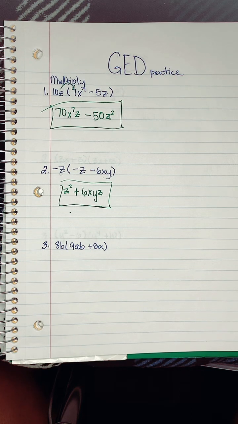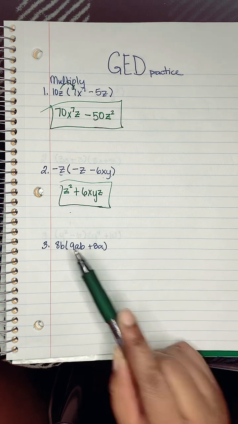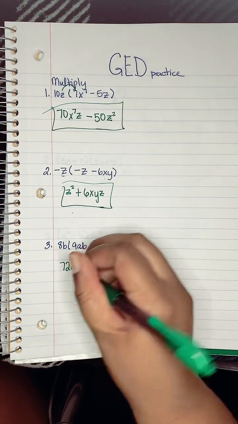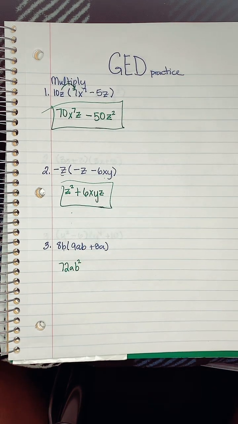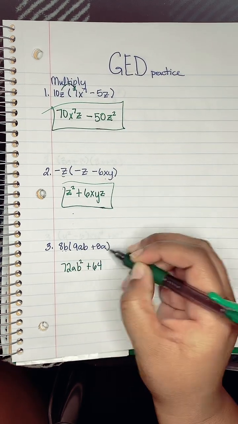Okay. Good, you guys. All right, let's do number 3. 8 times 9 is 72. We have an A. B times B is B to the second. 8 times 8 gives us 64. AB.